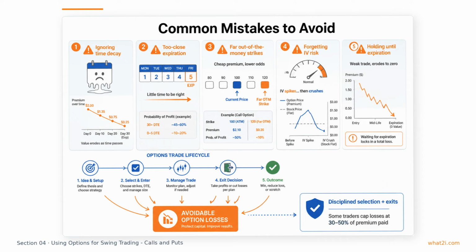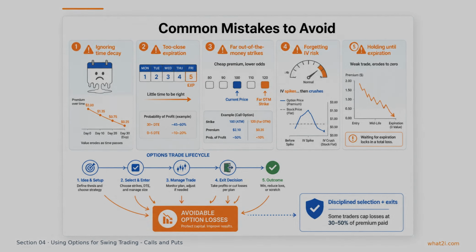Some traders even cap losses at a set percentage of premium paid to avoid letting small contracts become total losses. Discipline in selection and exits is what makes options usable for swing trading.